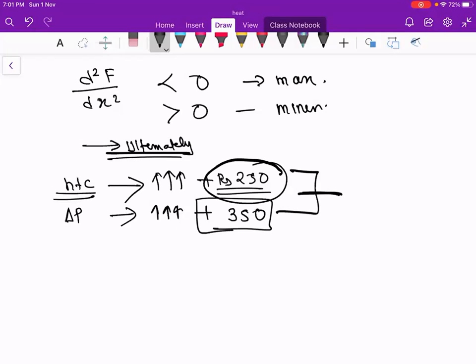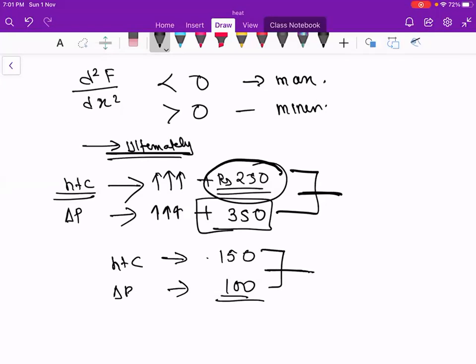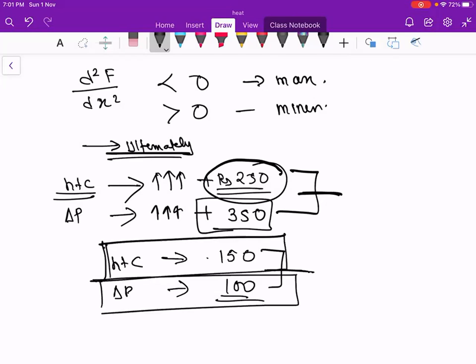So what do we have to do? We have to optimize so that the heat transfer coefficient will come back to 150, and delta P will be some value less than that. Suppose it is now 100. So this is optimum. It means we are reducing the losses, because we are maximizing the heat transfer coefficient.